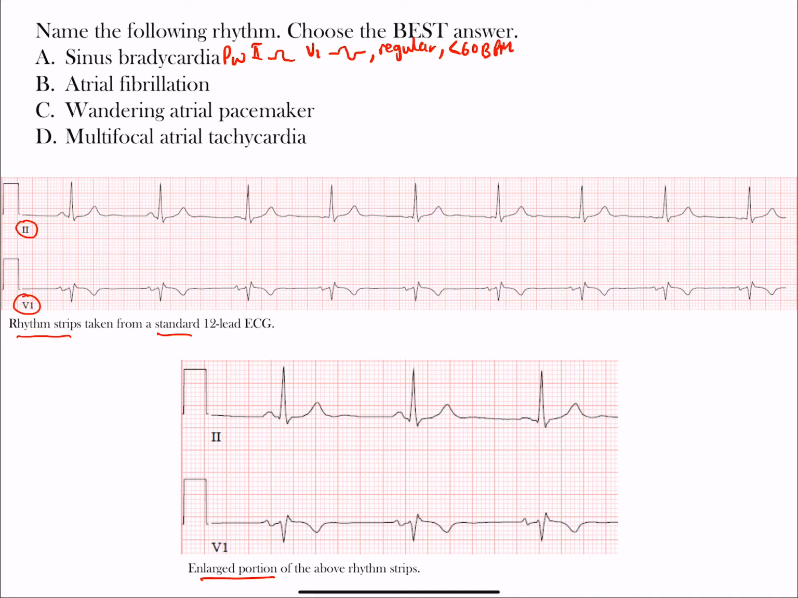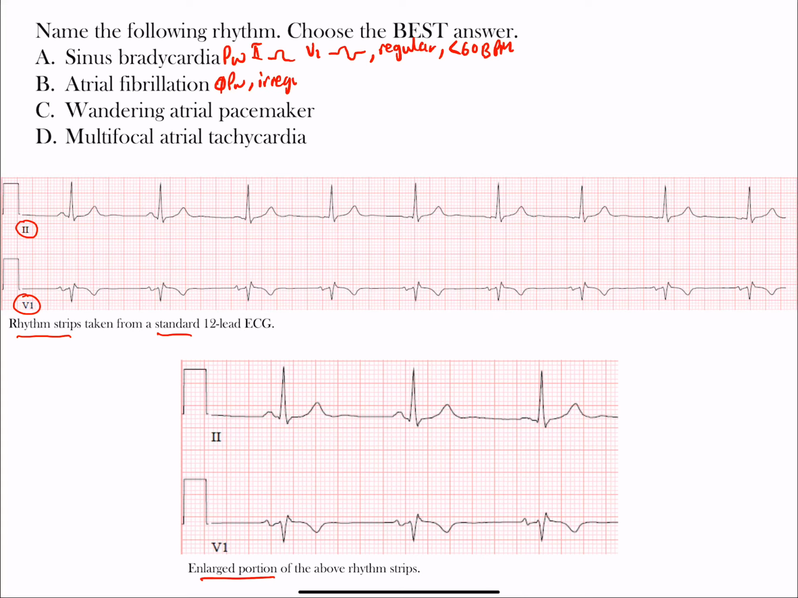Now, next we have atrial fibrillation. Do we have P waves? No. There are indiscernible P waves, meaning we cannot see clear P waves in atrial fibrillation. The atria are firing chaotically. You don't have true atrial depolarization waves seen on the surface ECG. So no clear P waves, but what's a big clue that's going to help us out? It's the irregularity of the rhythm.